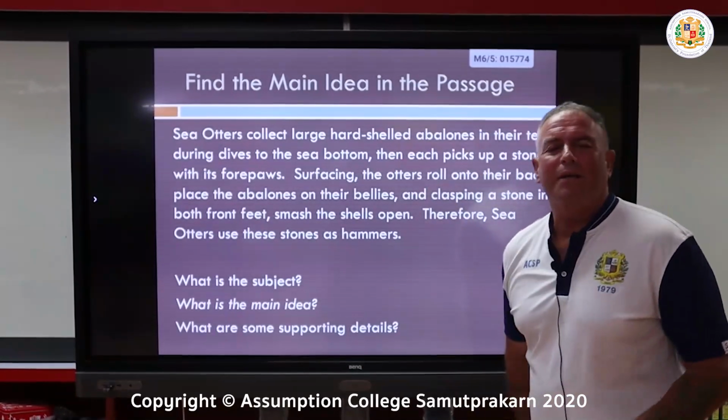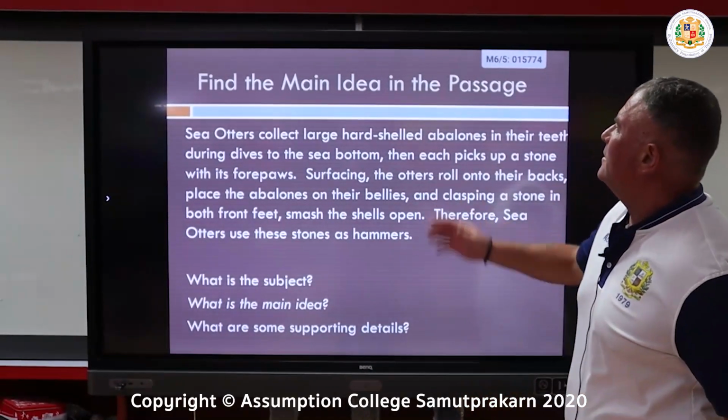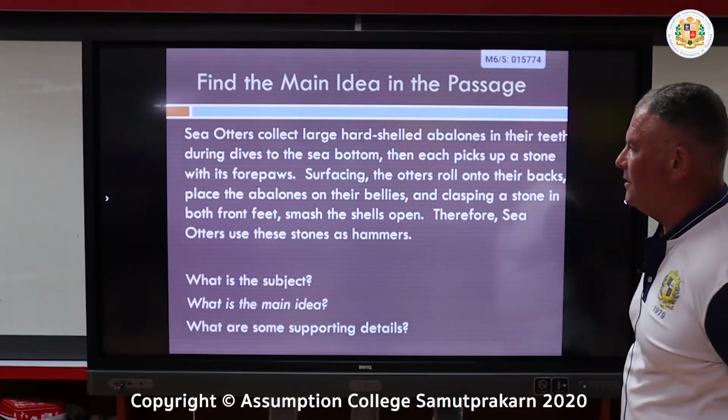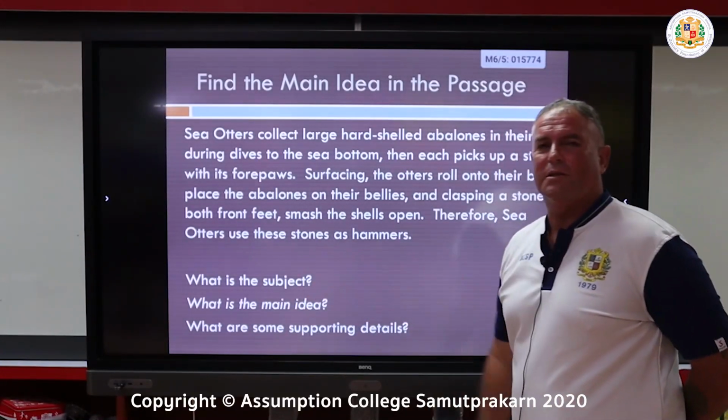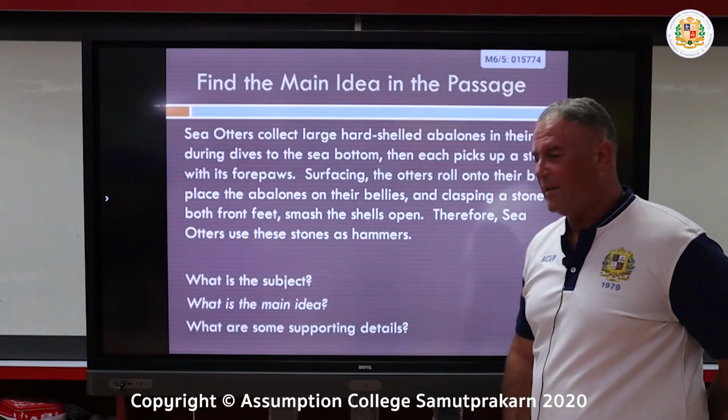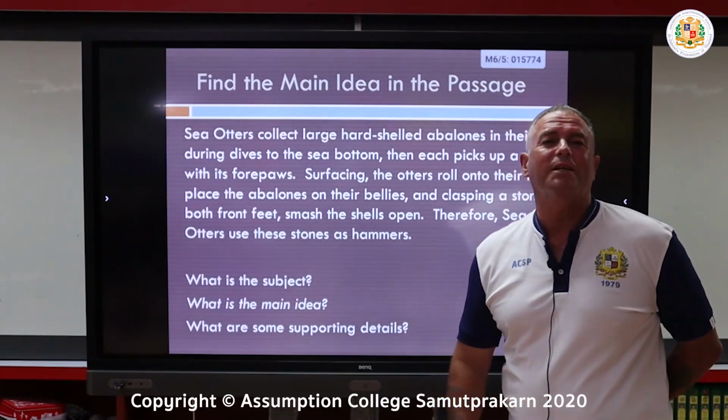Right, here we have another passage, okay? Okay, it says find the main idea in the passage. It says, what is the subject? What is the main idea? What are the supporting details?